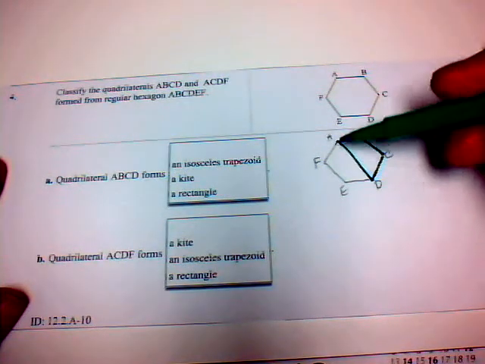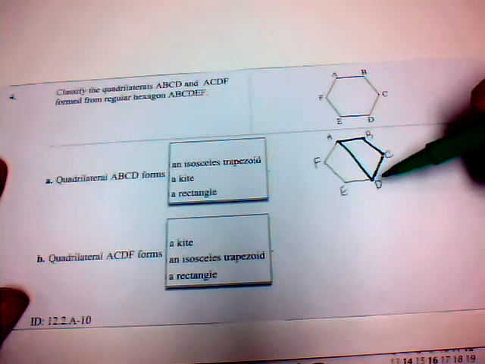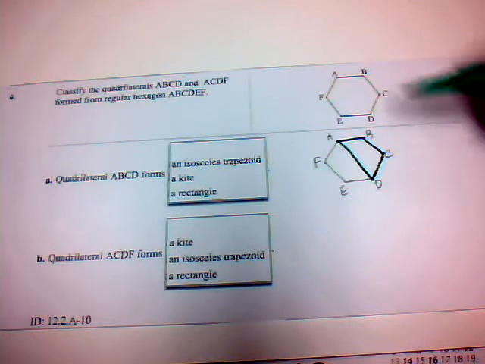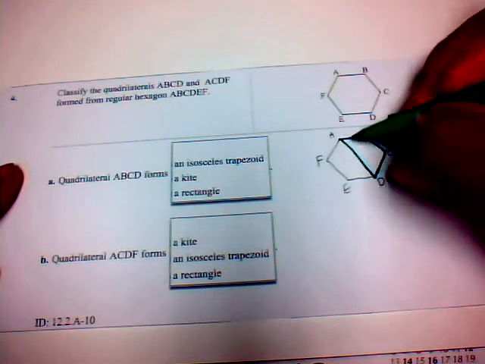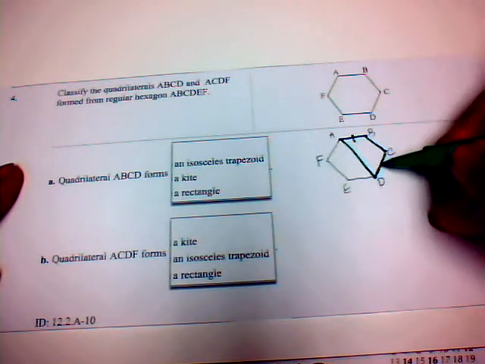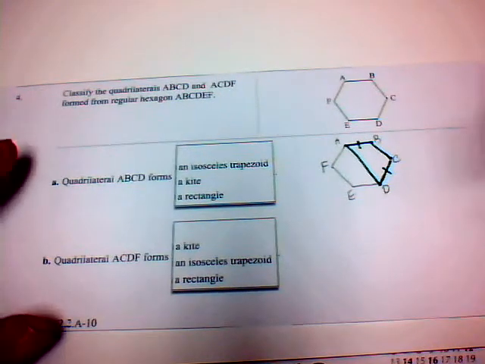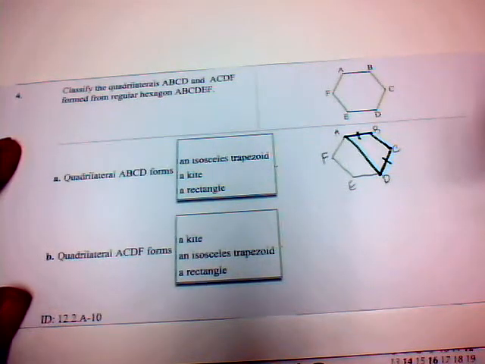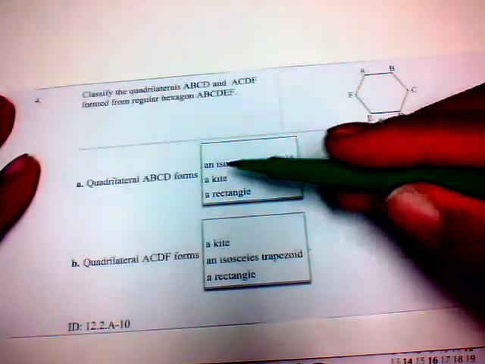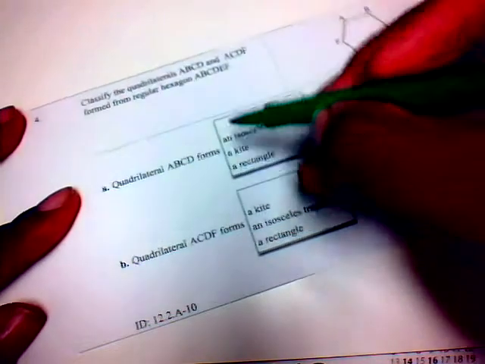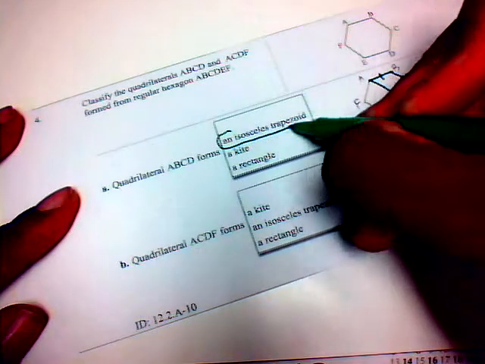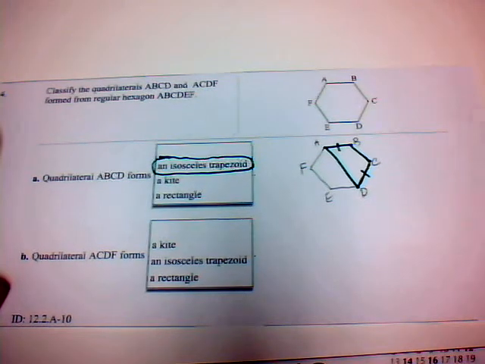Okay, and D is going to go to where A is. Okay, and this is a regular hexagon, meaning all the sides are equal. That means that this side is equal to this side. So here, this quadrilateral ABCD is an isosceles trapezoid. So here we'll select the one that says isosceles trapezoid.